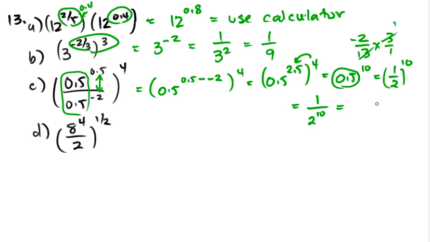1 to the 10th is 1. And 2 to the 10th is a pretty big number. You should have 2 to the 5th memorized, but 2 to the 10th is pretty big, so grab your calculator. 1024. For the last one, it's easiest to use that quick little change of base.